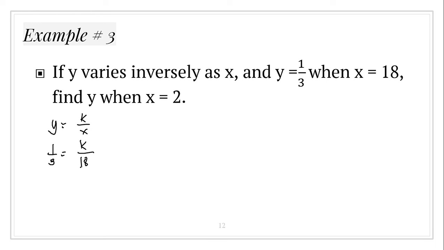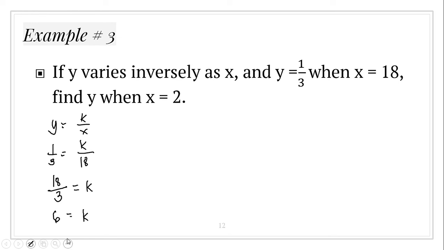So how are we going to do that? So we can solve for k, we have 18 over 3 is equal to k. How that happened is we can cross multiply this one. Okay, so thus we can simplify 18 over 3. So 18 over 3 is equal to 6. So 6 is equal to k. So we already have k as the constant of variation.